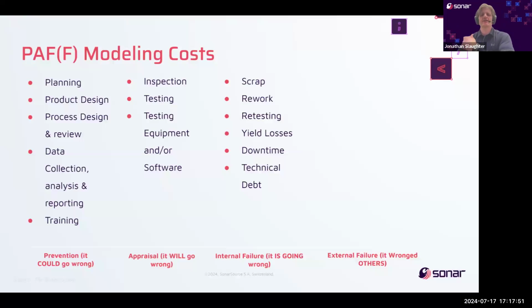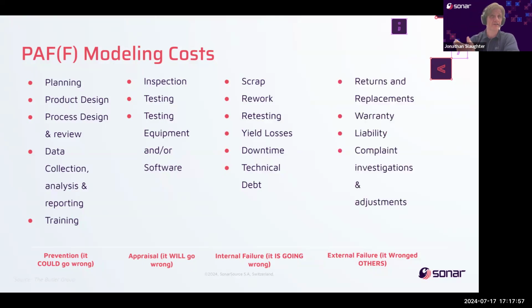And then obviously, when you get to external failures, this is where it's wronged other people. It's gone out, whether to a customer, other individuals, or a patient. This deals with things like returns and replacements, warranty, liability, complaint investigations and adjustments. Another great one from the security world, data breaches. So let's take a look at some of this.